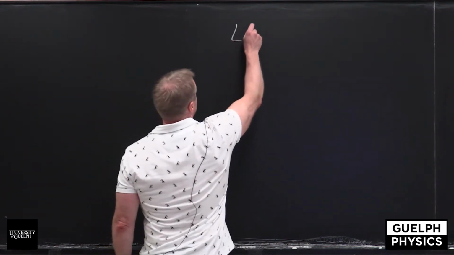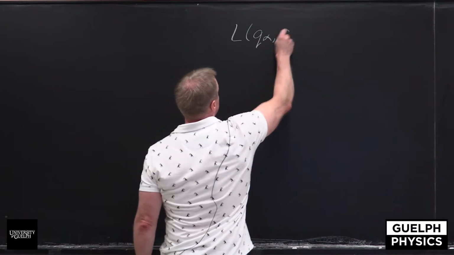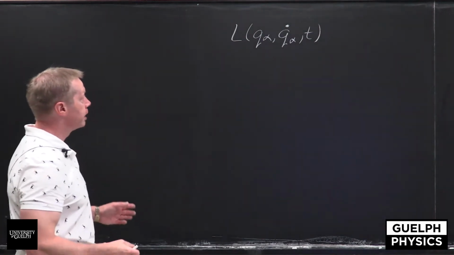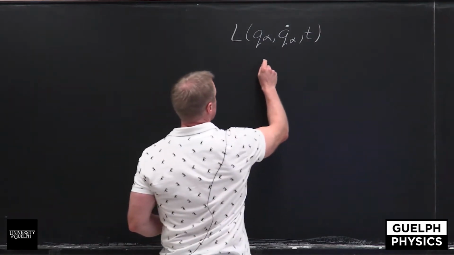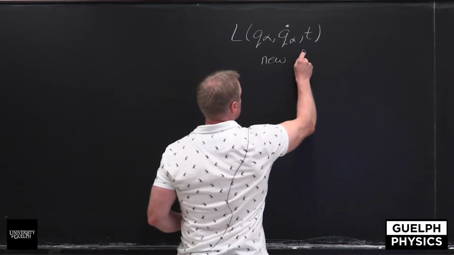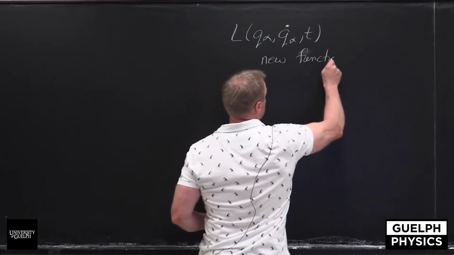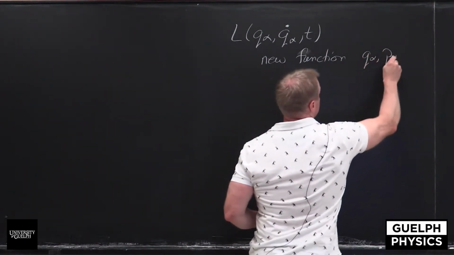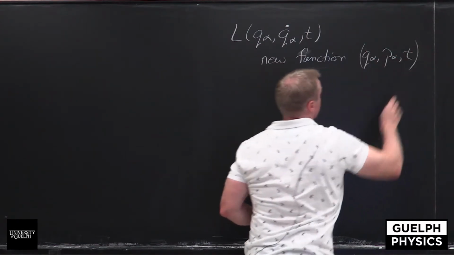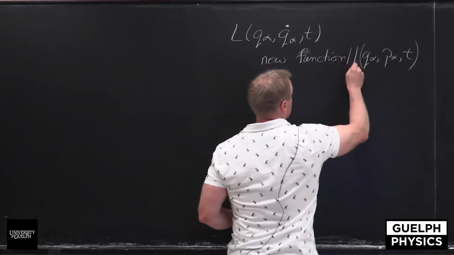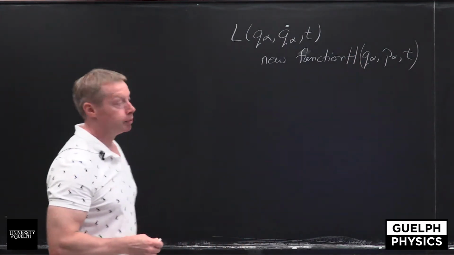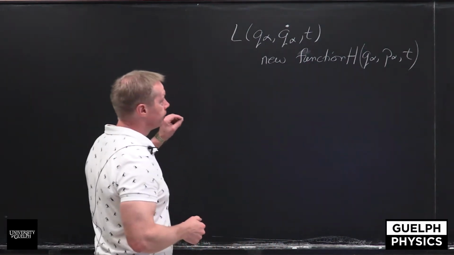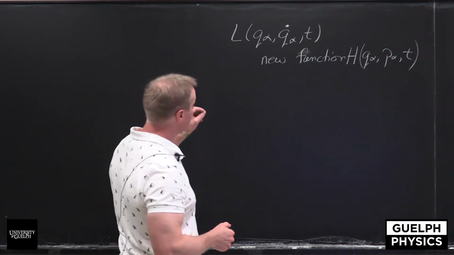So we consider our Lagrangian, which is a function of q alpha, q alpha dot, and t, and we want to make a new function. So we want a new function that will involve q alpha, p alpha, and t. And we will give that function the symbol H. And we're going to apply the Legendre transformation.